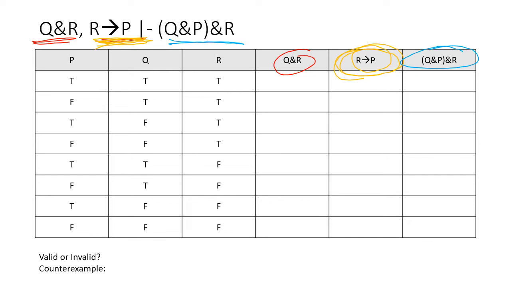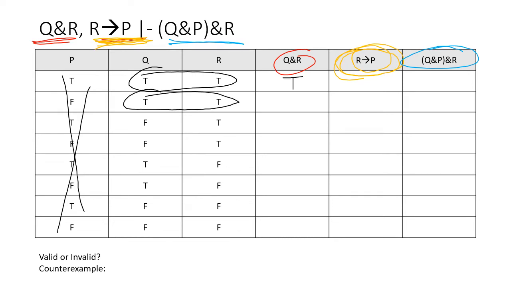So, looking at the first premise, we're just going to take into account Q and R. Where are they both true? They're both true up here. The rest of them are going to be false.